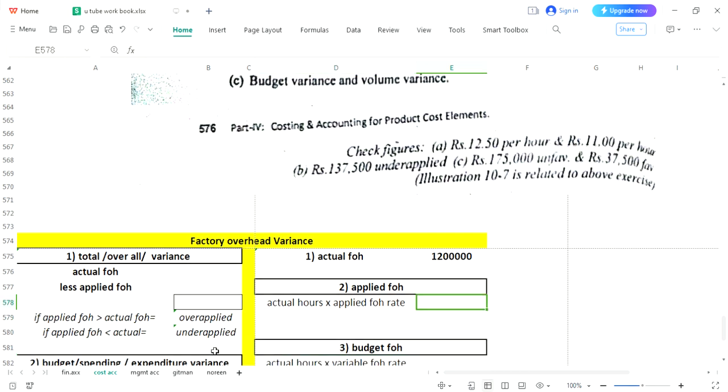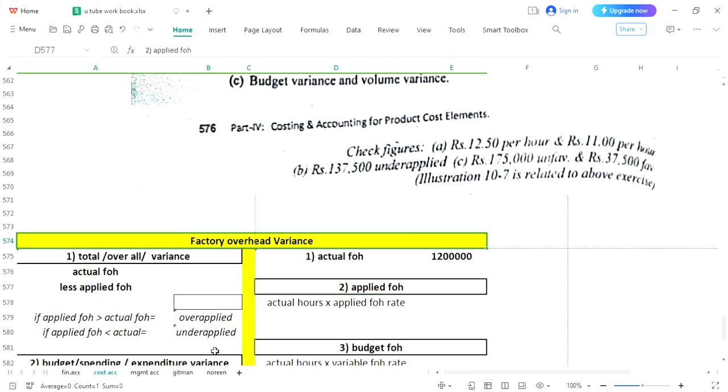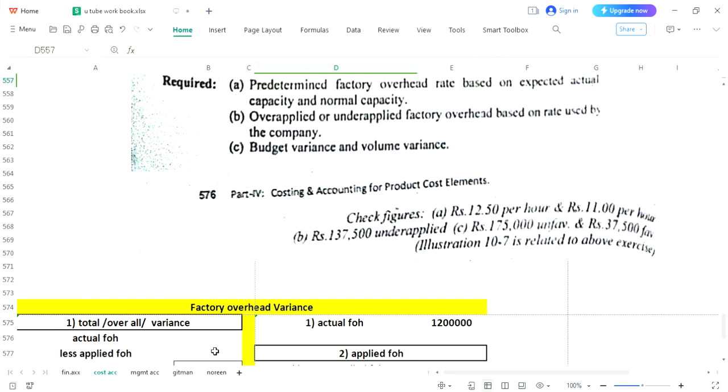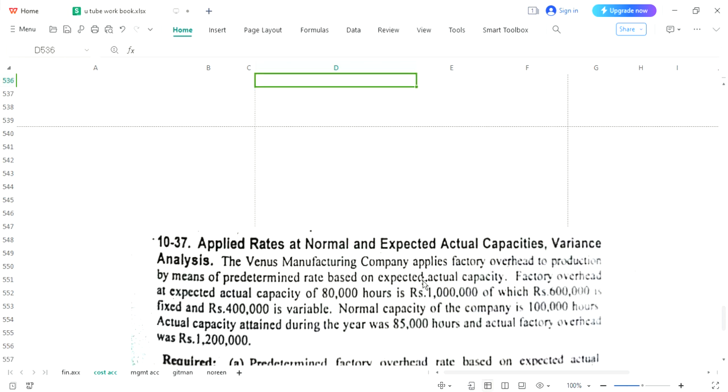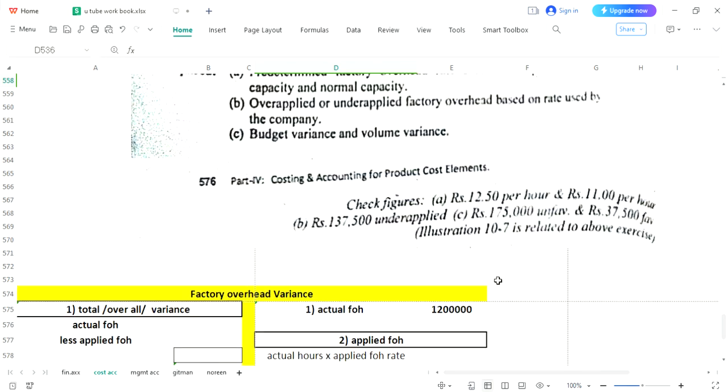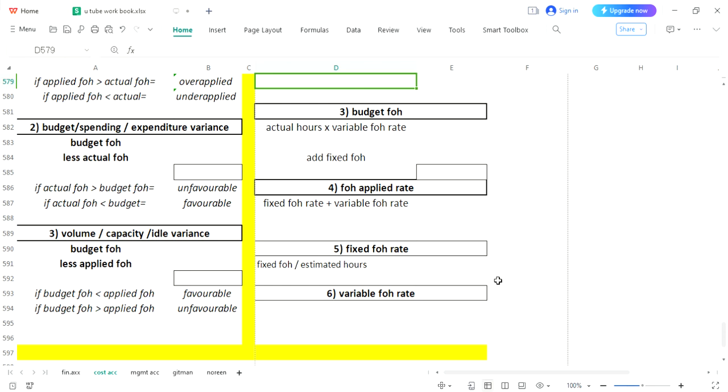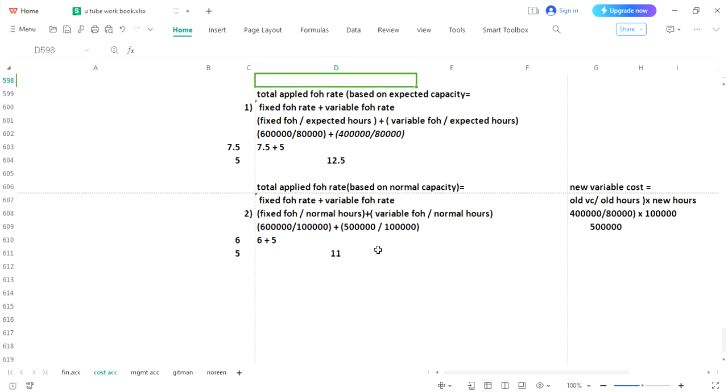Now we will see applied FH. It needs two major things, actual hours and applied FH rate. But before that we will see what is our requirement of the question. You can see under or over applied FH based on rate used by the company, and we have pre-decided that the company uses expected actual capacity. In our solution you have seen we have calculated two rates, 12.5 and 11. 12.5 was based on expected capacity and 11 is based on normal capacity. Company uses expected capacity, so you will use 12.5 rate.